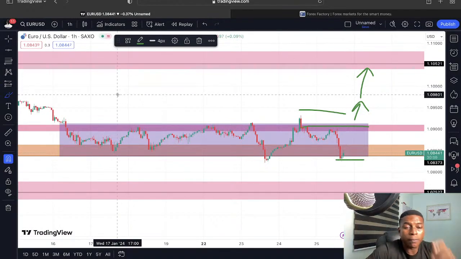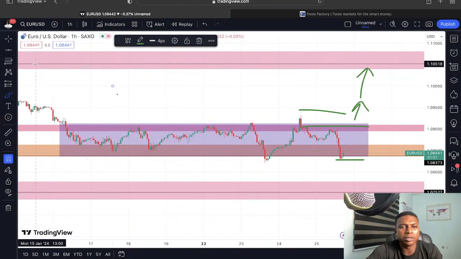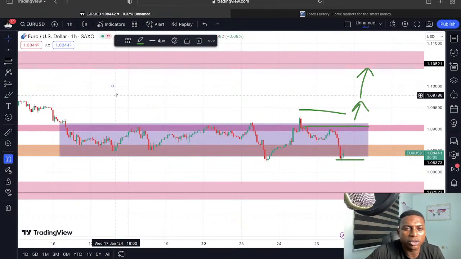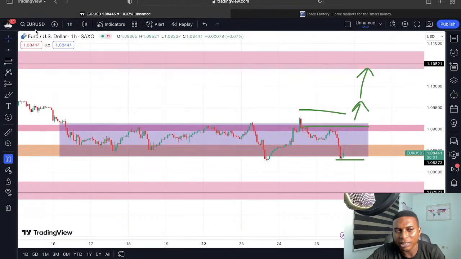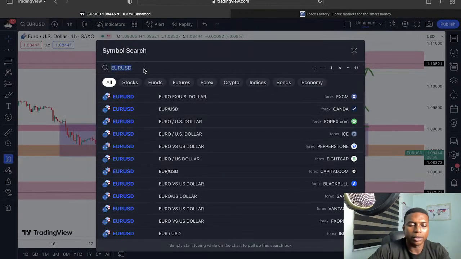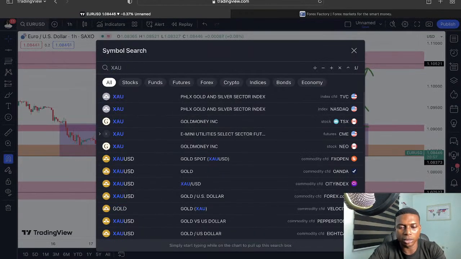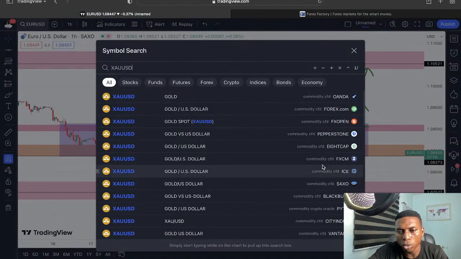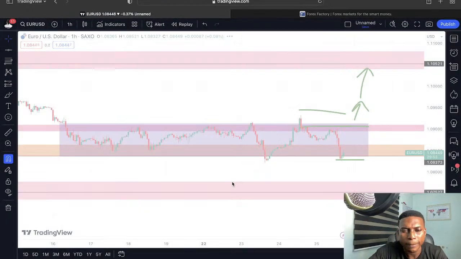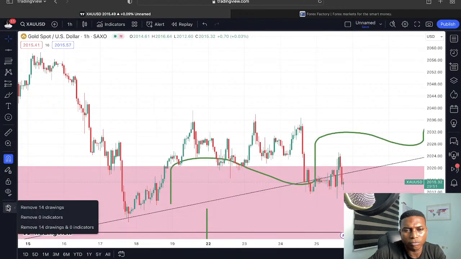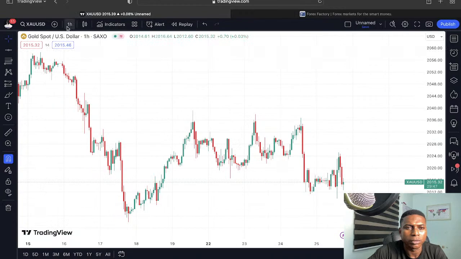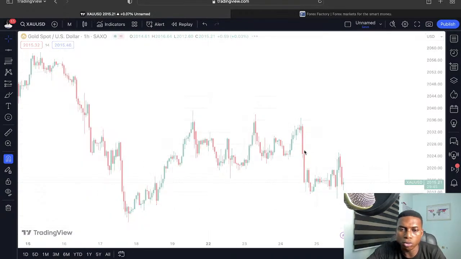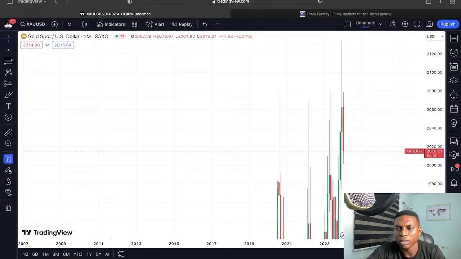All right, so yeah, in the absence of any question, we might just try to look into analyzing another pair. Let's look at gold.